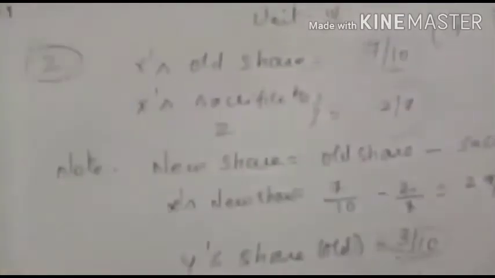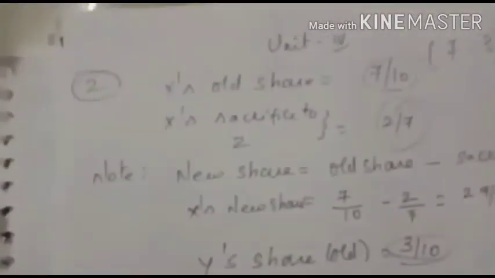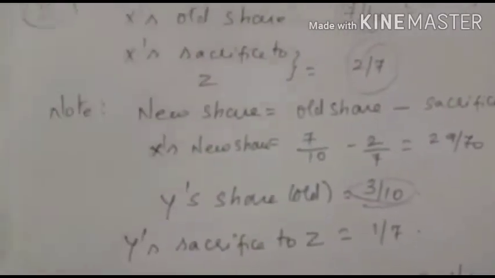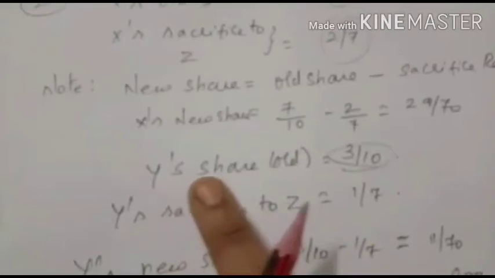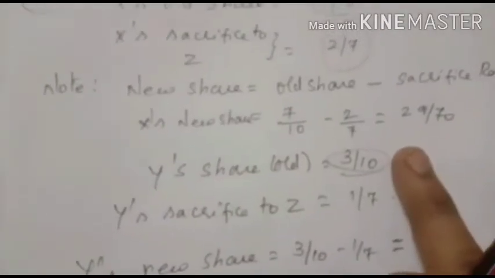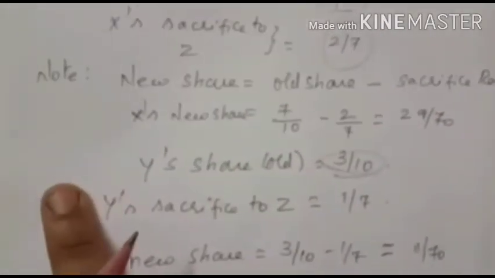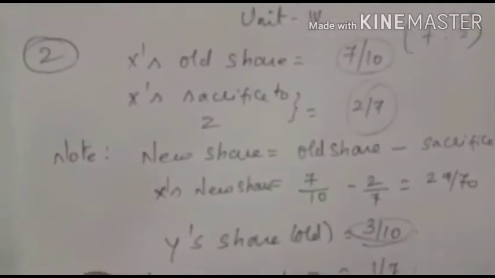Let's see the problems based on partnership accounts. This sum tells about the new share that has to be shared by X and Y when Z has been admitted in the business. X's whole share is 7 by 10 and Y's share is 3 by 10. This is the agreed ratio that is being shared among the partners.